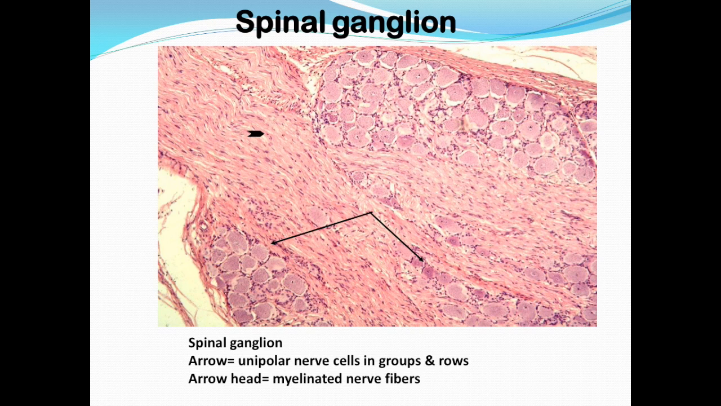If you have diagnosed that it's a spinal ganglion, you may be asked what the type of these structures is. These structures are the axons of these nerve cells. These axons are myelinated. So these are myelinated nerve fibers present in between these bodies of nerve cells.